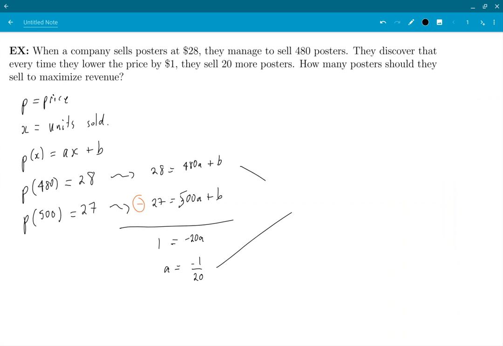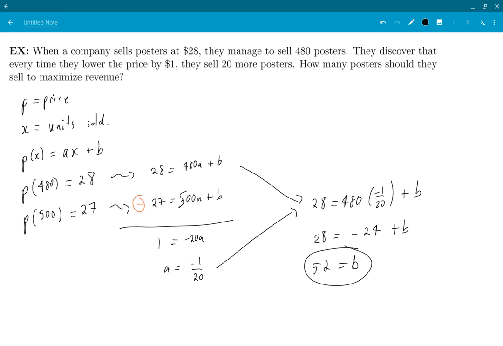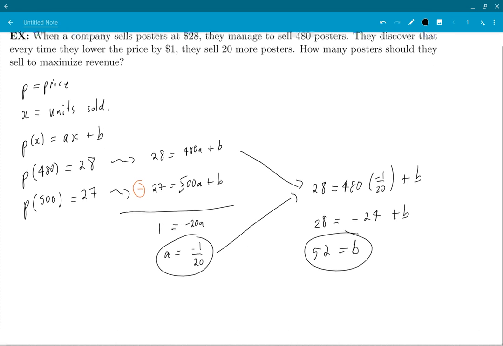If I plug that into my first equation, I get 28 is equal to 480 times minus 1 over 20, plus B. Just working this out, minus 24 plus B, so 52 is equal to B. Okay, so I have my demand function: P of X is equal to minus 1 over 20 times X plus 52.